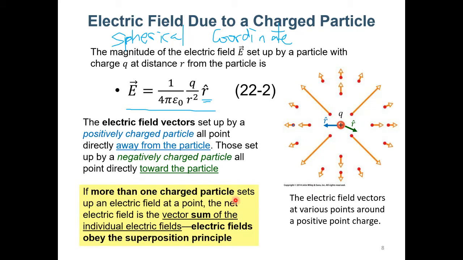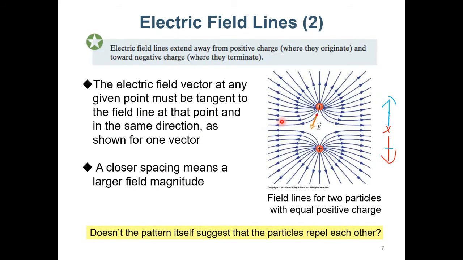If more than one charged particle sets up an electric field at a point, the net electric field is the vector sum of the individual electric fields. Electric fields obey the superposition principle. So it's just like what I've mentioned here.